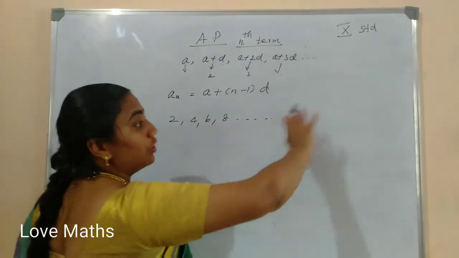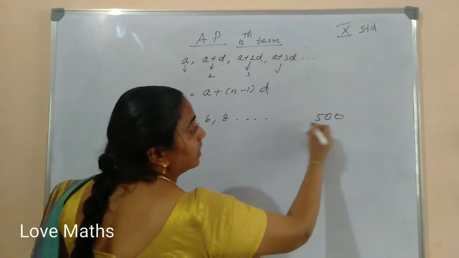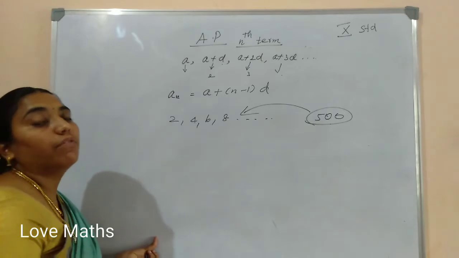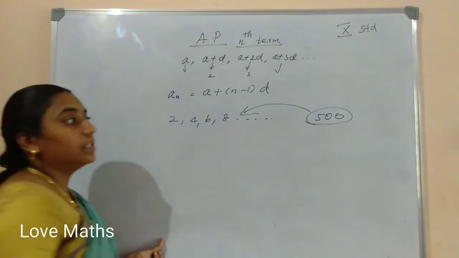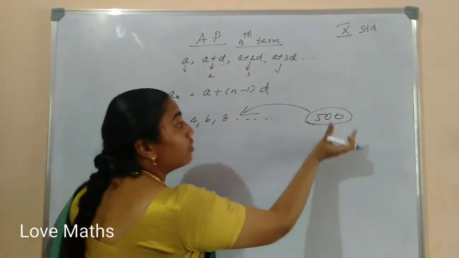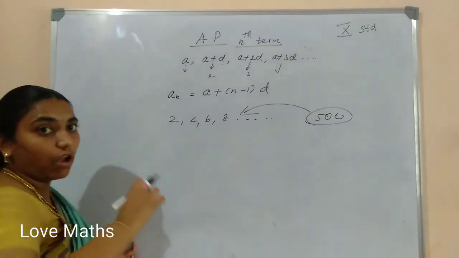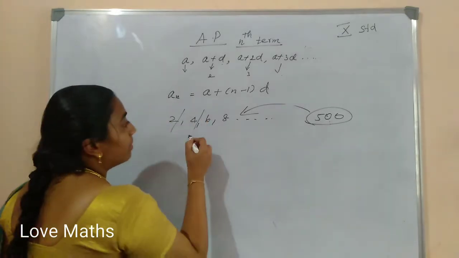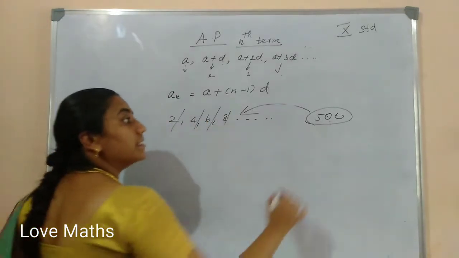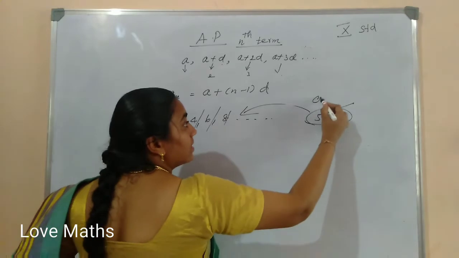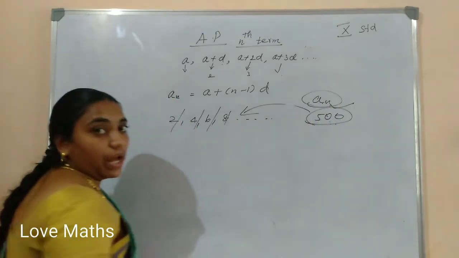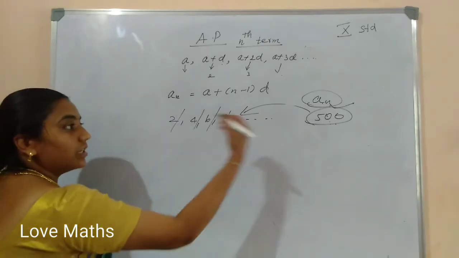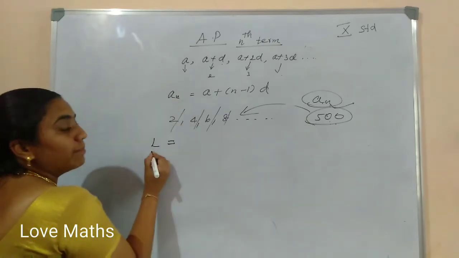The sequence continues like that, and 500 is the last number. Which term number is 500? How many terms do we have to reach? That means the last number is 500, so you want to find n, the number of terms. The sequence ends with 500, so how many terms are there? This last number is an, so this value is 500. I don't know n, but the last term an is 500. When the last term is given, you replace an with L.